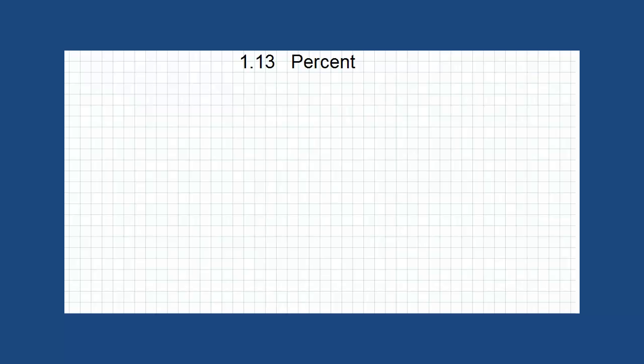1.13%. What is a percent? A percent is the comparison of any number of parts to 100 parts. Percent means per 100. 50%, for example, means 50 parts out of 100 parts.